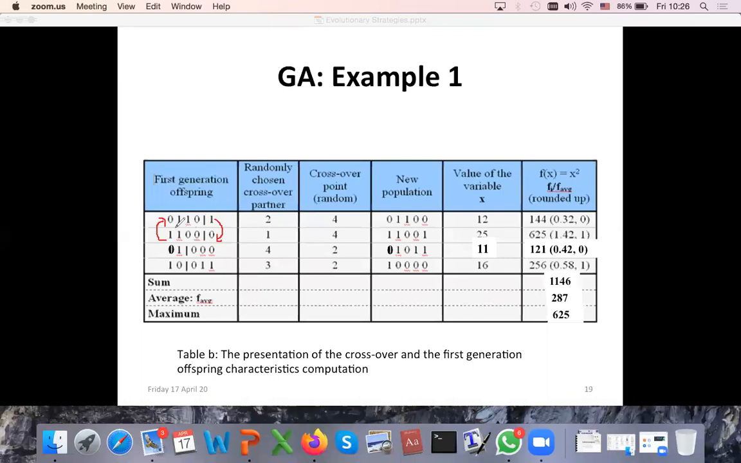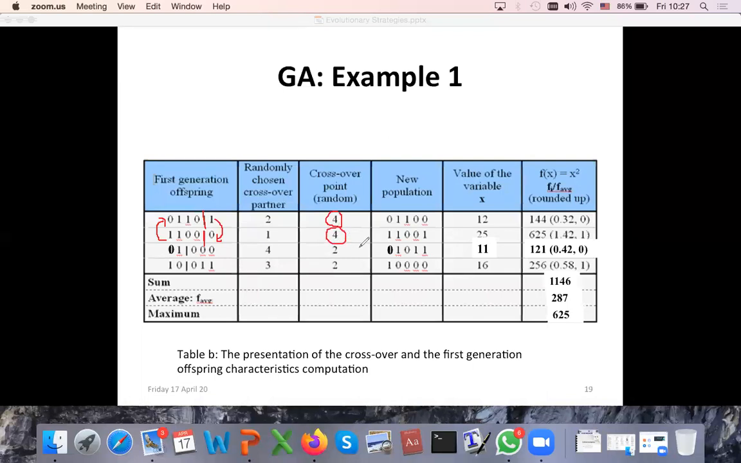Suppose for the first member of the population, we have selected this crossover point randomly after the fourth bit. So 1, 2, 3, 4, this is 4. After the fourth bit, we have selected this crossover point. And we know that this first member is going to be a partner with the second member. So the crossover point for both the members should be the same. That's why it is again after the fourth bit, and that's why it is mentioned here 4 and 4.